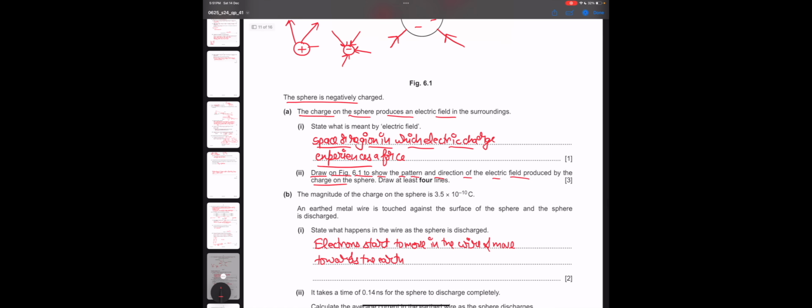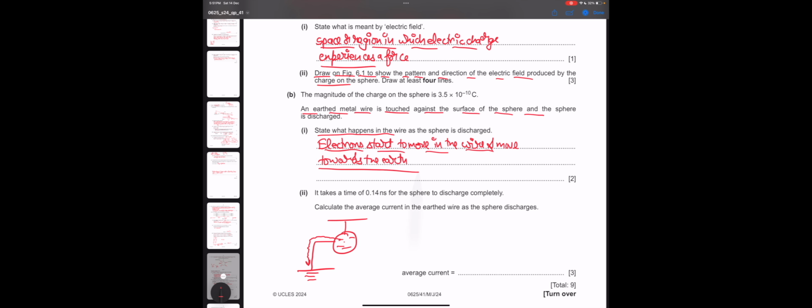Now, an earth metal wire is touched against the surface of the sphere. See, now the sphere is negative charge. Now they are just connecting it to the earth. This is what the earth metal wire means. Now we know that negative charge is here. So the electrons will start flowing through the wire and down to the ground. This is what earthing is for. If excess charge is there, then the electrons flow down the ground through the wire. So state what happens. Electrons start to move in the wire and move towards the earth.